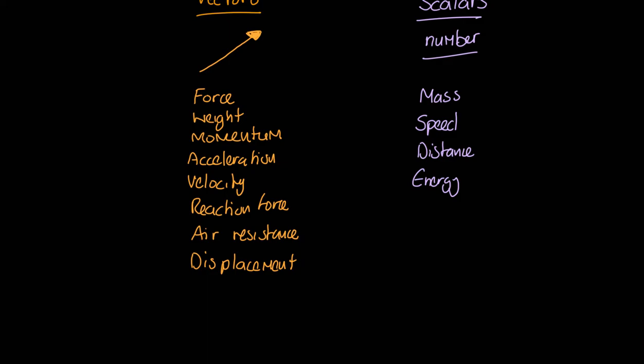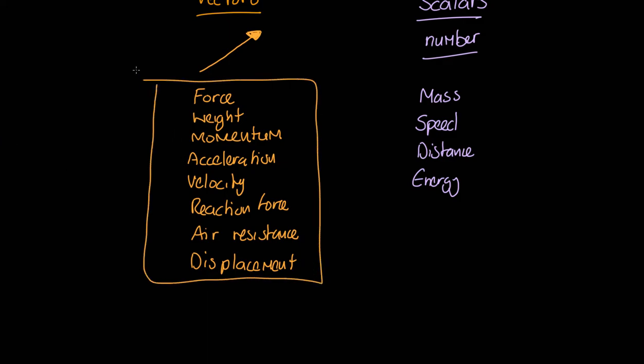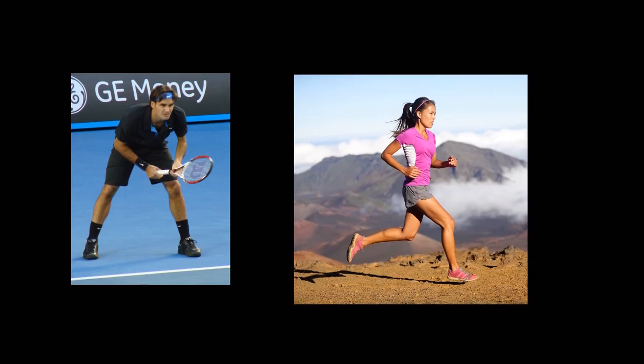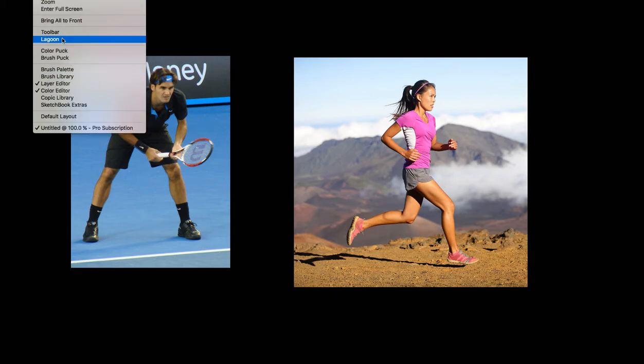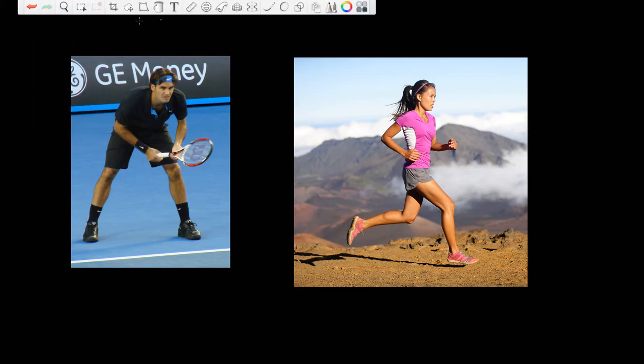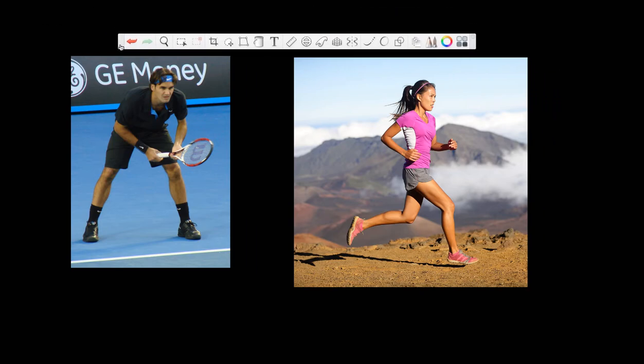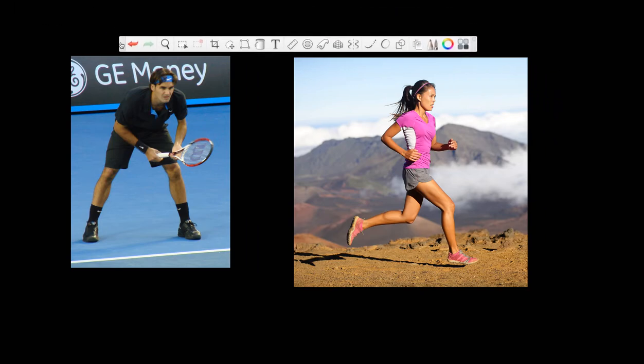So what I want to do now is focus on these vectors and start to show you how vectors can actually be illustrated. Now, I've got some images here that we're going to work with. In fact, I'm also going to get my toolbar up on the screen as well, because this toolbar is going to help us in a second. So I'll bring this down here because we're going to use some nice straight lines.